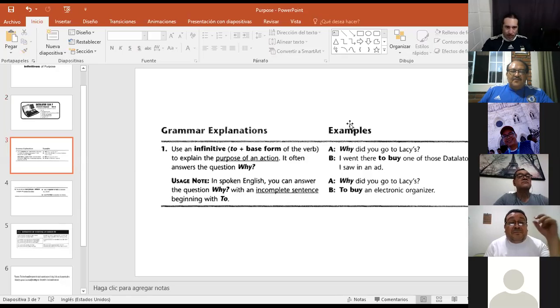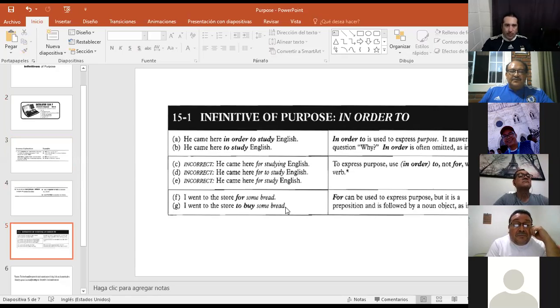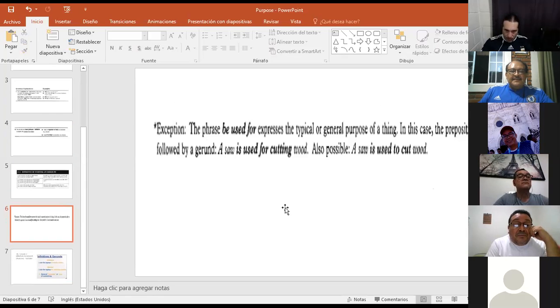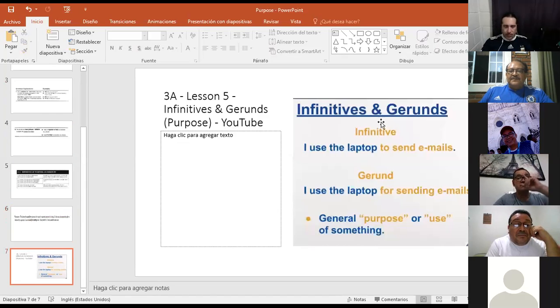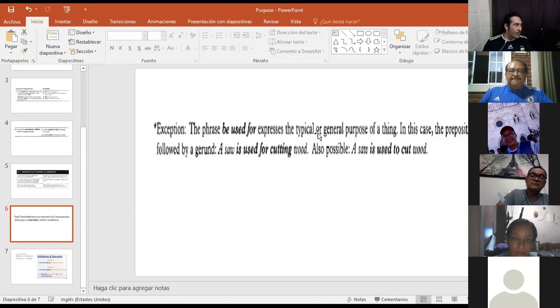Okay, this was another one, but this is more for infinitives. I want to show you some other examples here. For example, you can see here, a laptop. I use the laptop to send emails, right? I use the laptop for sending emails. That was another purpose. Okay, when we use this kind.